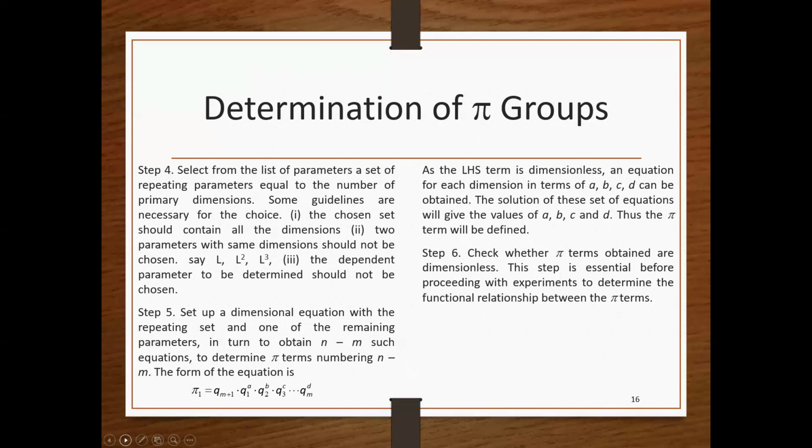Step 5: set up a dimensional equation with the repeating set and one of the remaining parameters, in turn, to obtain n minus m such equations. So determine pi terms numbering n minus m. The form of the equation is pi 1 equals q over q sub m plus 1 times q1 to the a, q2 to the b, q3 to the c, up to qm.